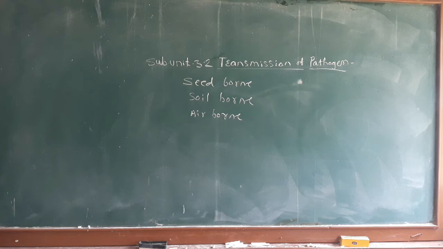The transmission of pathogen is also known as distribution, dissemination and contamination. What is distribution? The transfer of pathogen into a new geographical area is called distribution. What is dissemination? The transfer of pathogen within a general area having the same environmental condition is called dissemination. And what is contamination? Transfer of pathogen for a short distance is called contamination.